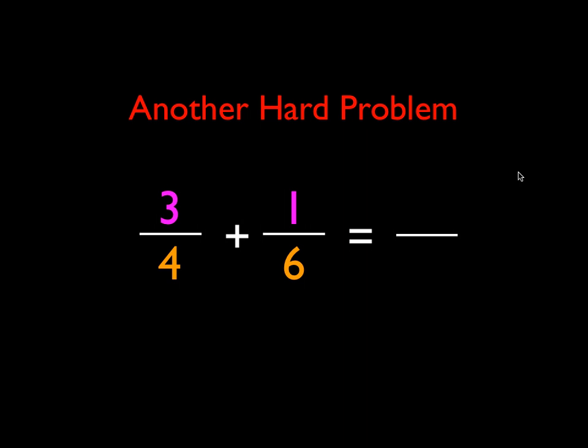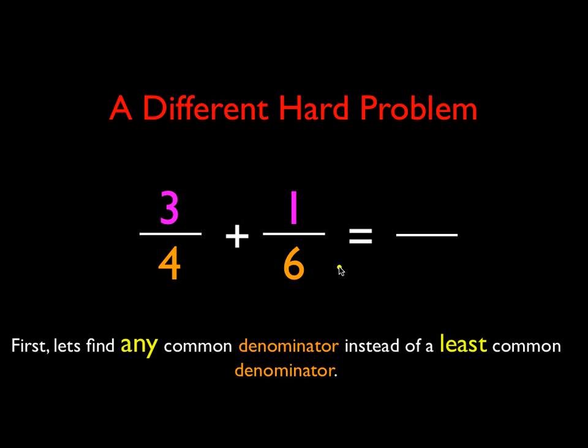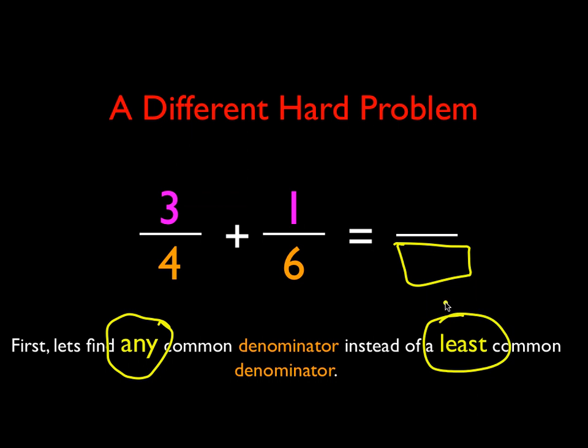So here's another hard problem. 3/4 plus 1/6. And as usual, our first goal is to figure out what this number is going to be, right? And again, we're not going to do the least yet, but we're going to think about least. First, we're going to start with any, and then we'll work towards the least common denominator. So the any rule is you just multiply the two numbers together and get to 24. 4 times 6, 24. Okay?